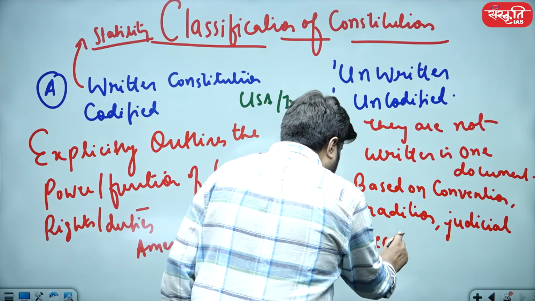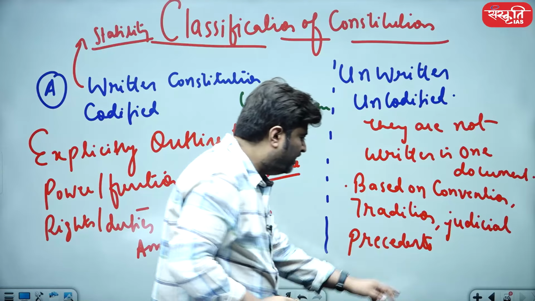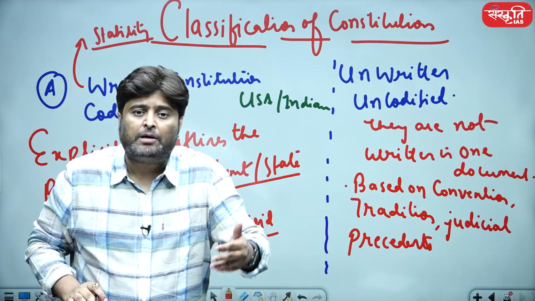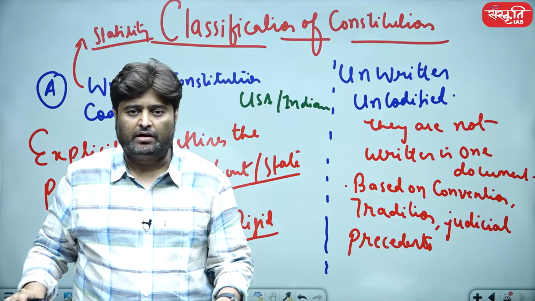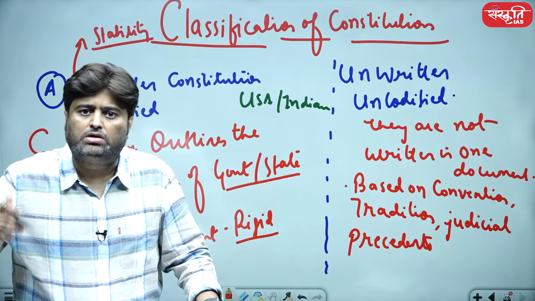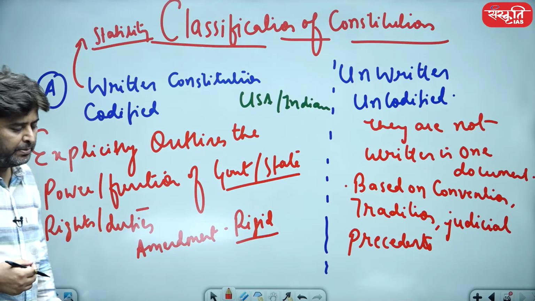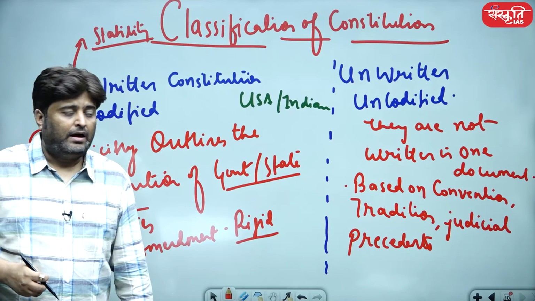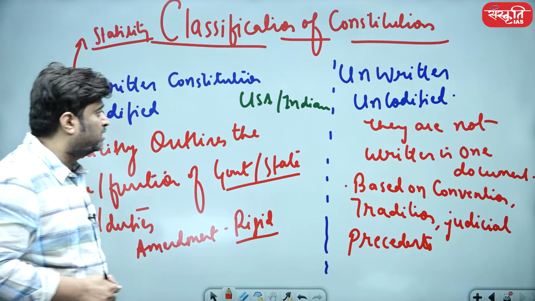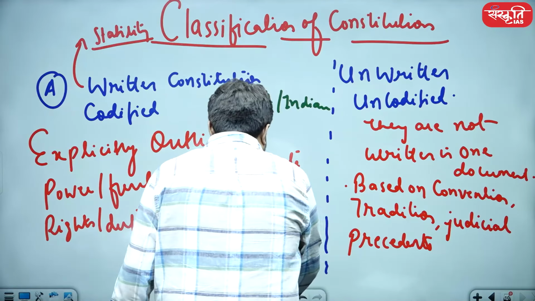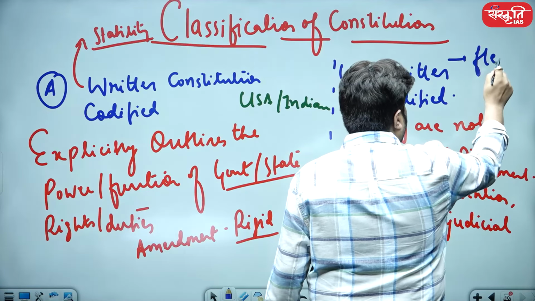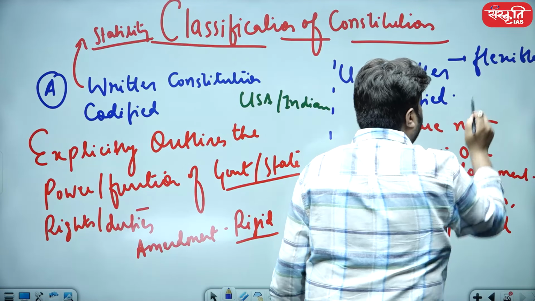What is judicial precedent? Judicial precedents means interpretation of the constitution by the judiciary. So the judiciary said something, it became an interpretation, and that same interpretation came to be accepted as part of the constitution. So they depend more or less upon judicial precedent and are known as unwritten, uncodified. And what is specific about unwritten, uncodified constitution? The most important terminology is that they are flexible, they can be easily amended.